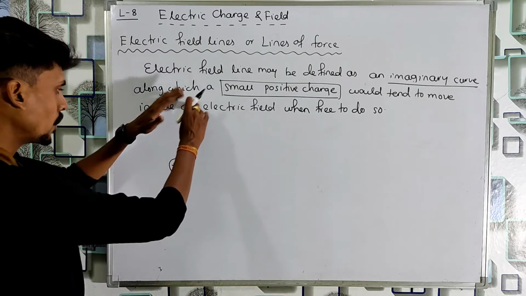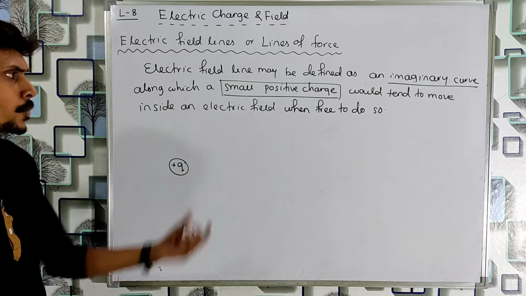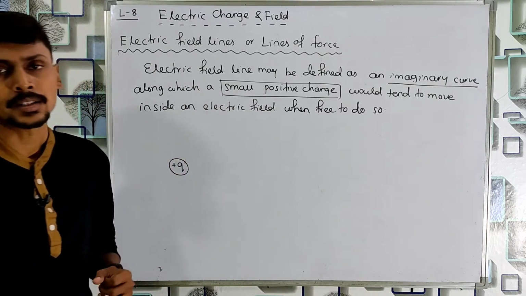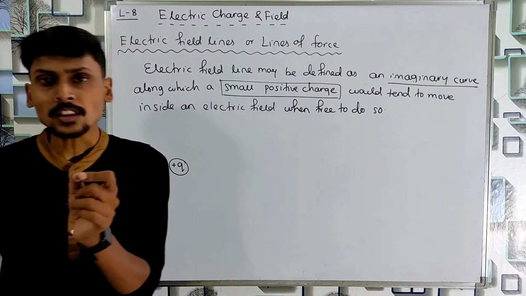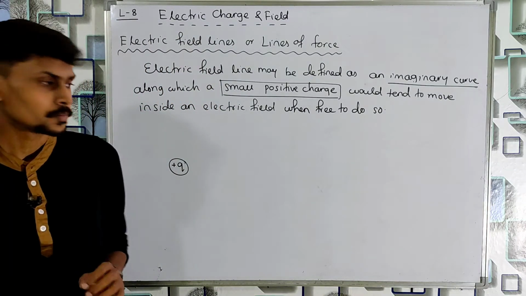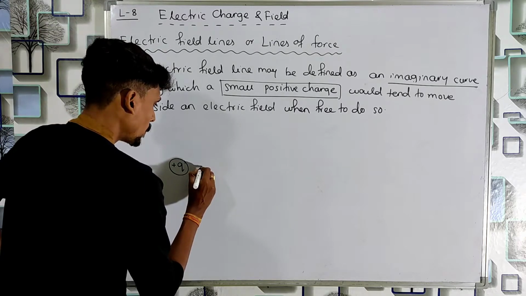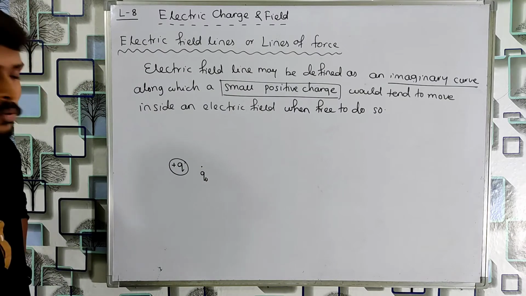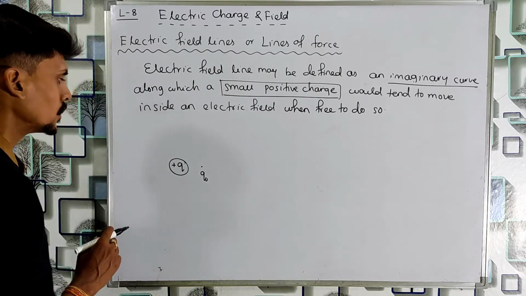The electric field is spread throughout the region. So I will bring a test charge and place it at any point inside the electric field, and then I will look at the path followed by the test charge. Suppose I bring a test charge Q0 and place it at this point. Then what will happen?